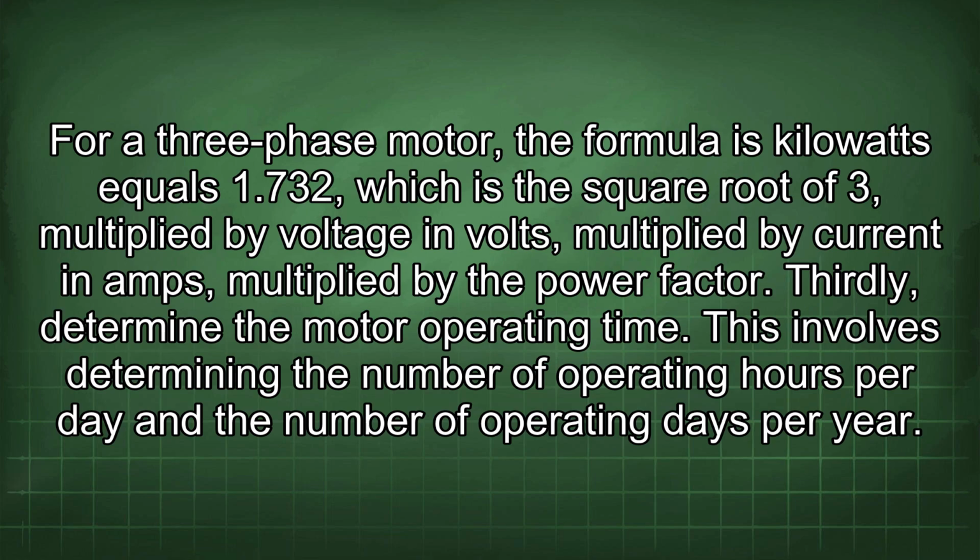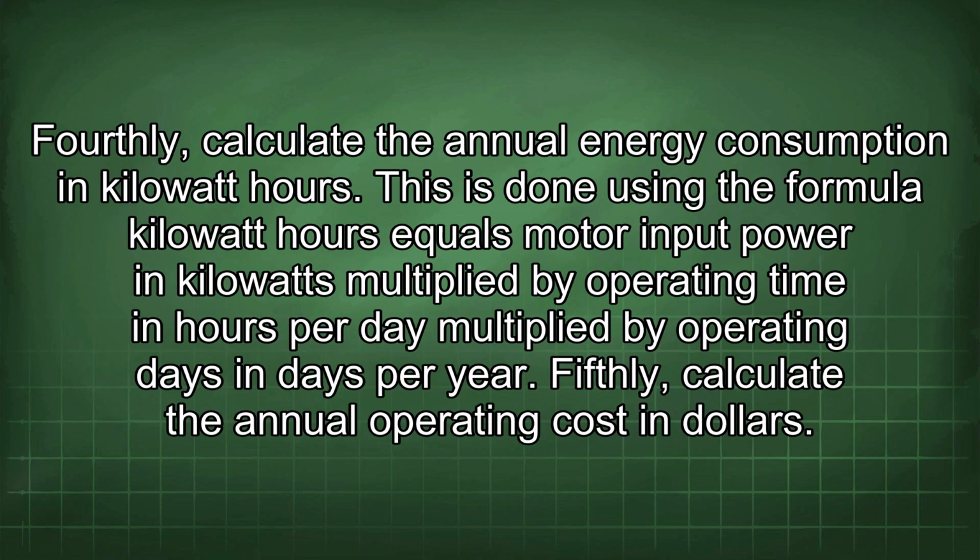Thirdly, determine the motor operating time. This involves determining the number of operating hours per day and the number of operating days per year. Fourthly, calculate the annual energy consumption in kilowatt hours. This is done using the formula kilowatt hours equals motor input power in kilowatts multiplied by operating time in hours per day multiplied by operating days in days per year.